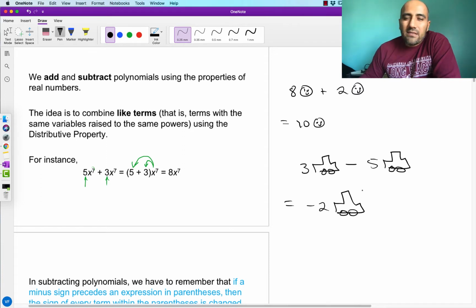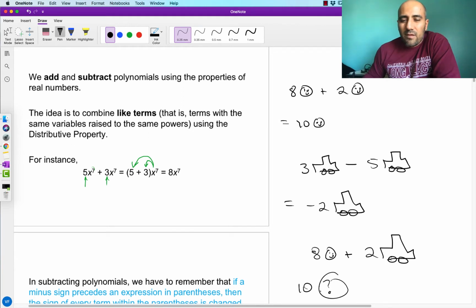And it wouldn't make sense if they were combining, right? Like if we had 8 happy faces and we're going to add them with 2 little trucks, it wouldn't make sense to have 10 anything, right? That wouldn't make any sense. So you wouldn't be able to combine them.